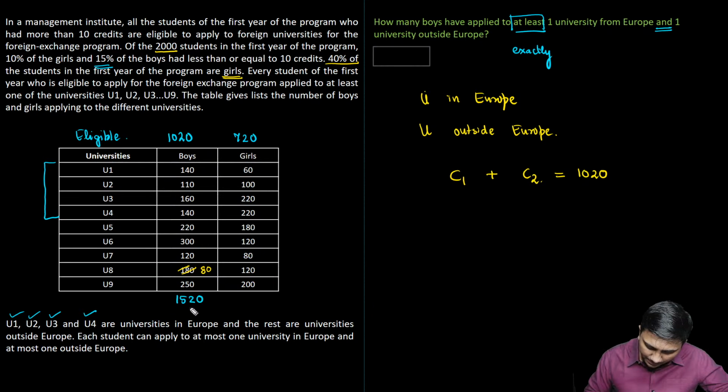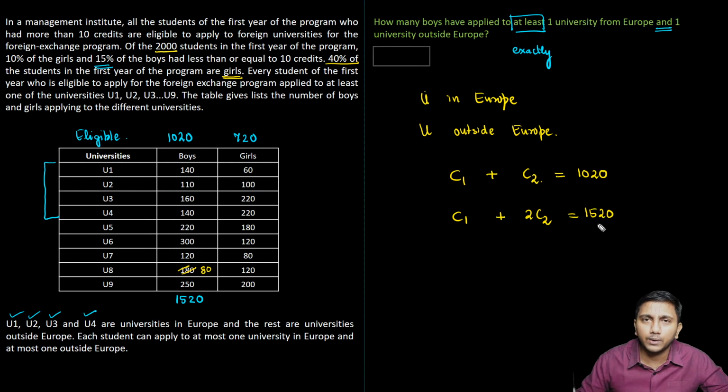But why is this coming to 1520? Because it's possible that some of them applied for a university in Europe as well as a university outside Europe. So some of them are getting double counted when I'm going to add all of this. So I can put another equation which says C1, because people who have applied to exactly one university will be counted only once here. But people who have applied to two universities will be counted twice here. Right? So C1 plus 2 times C2 should be equal to 1520.